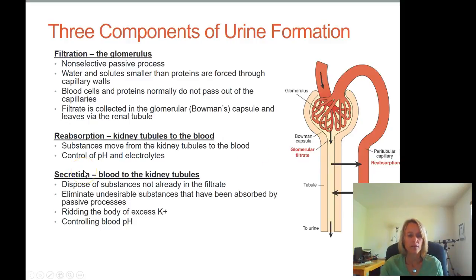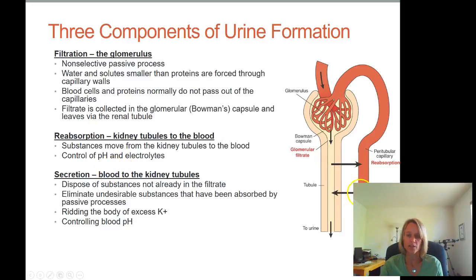Most of this reabsorption is just going to occur not under hormonal control in the first part of the kidney tubule, the proximal convoluted tubule. So things like water and sodium are going to be reabsorbed. But later on, as we'll talk about in a little bit, some substances are going to be hormonally controlled in the latter part of the kidney tubule.